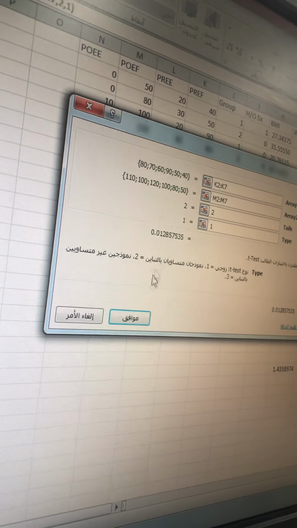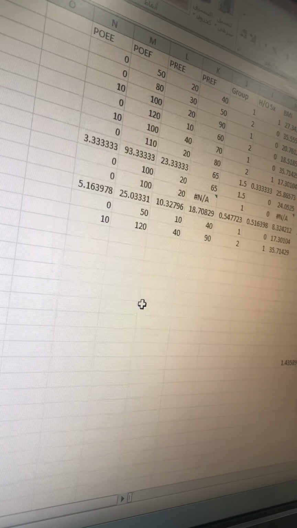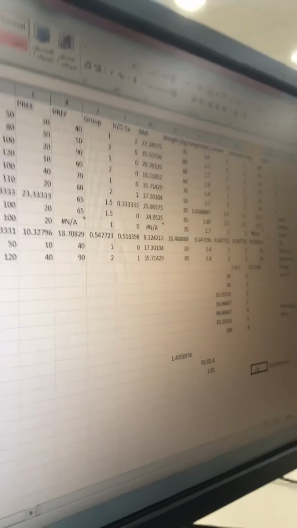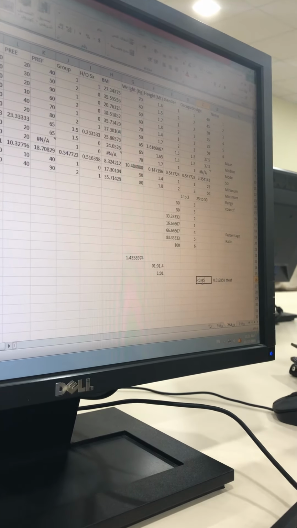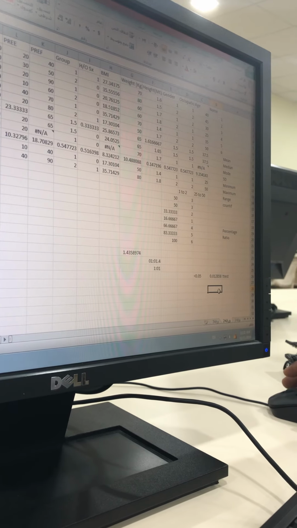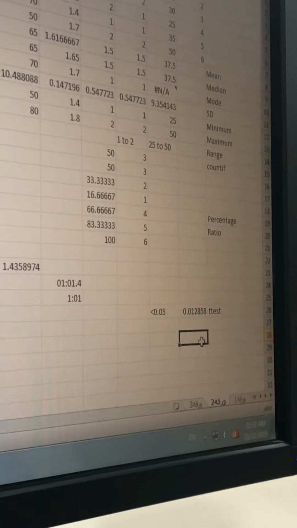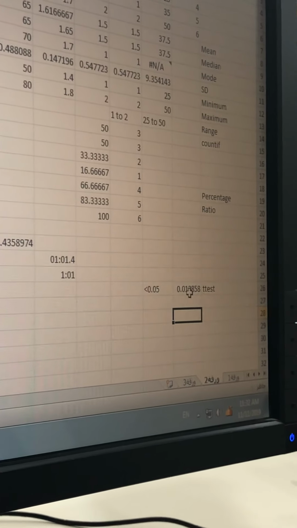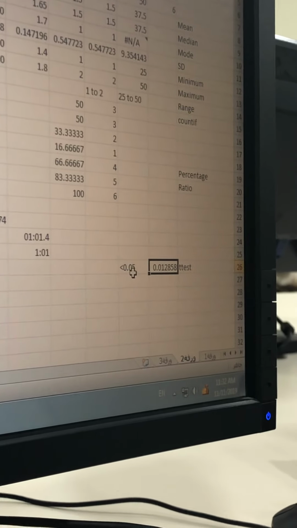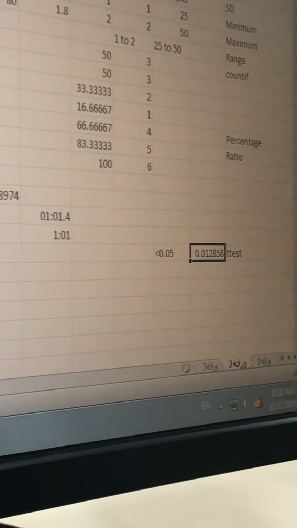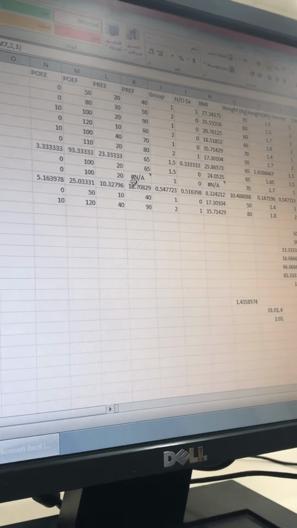Now you got a value, which is called the p value. If the p value is less than 0.05, then it is significant. That means there is a significant difference between pre values versus post values. So now the p value is how much? 0.01, which is less than 0.05. So that means there is a significant difference between pre-elbow flexion versus post-elbow flexion.